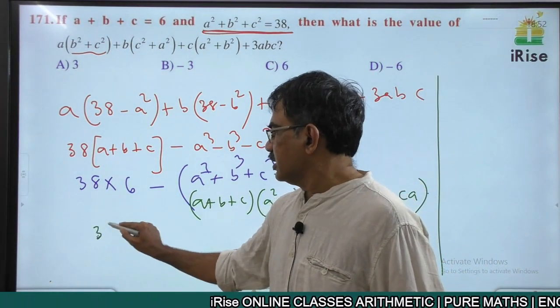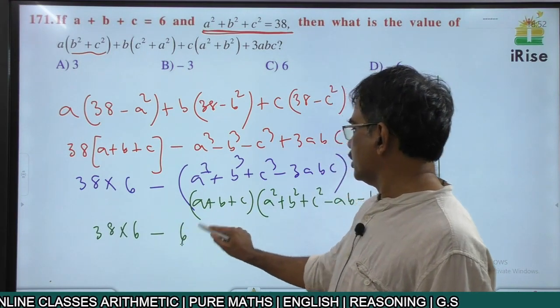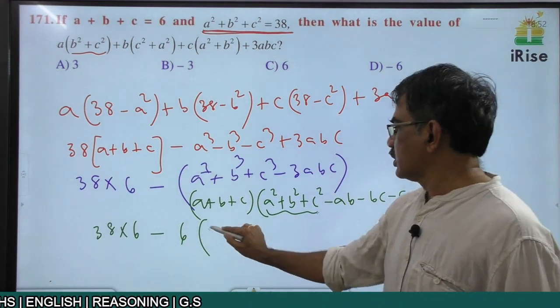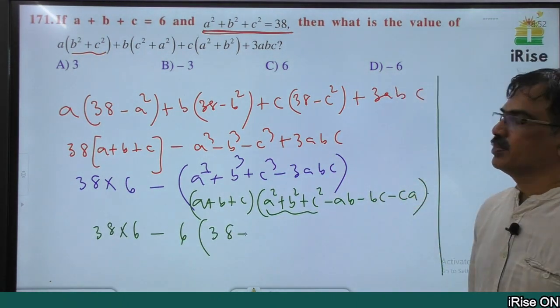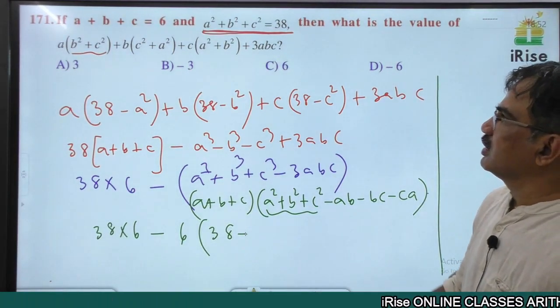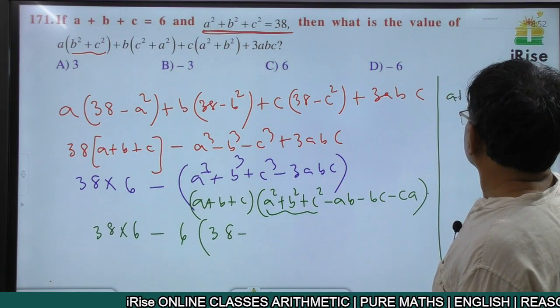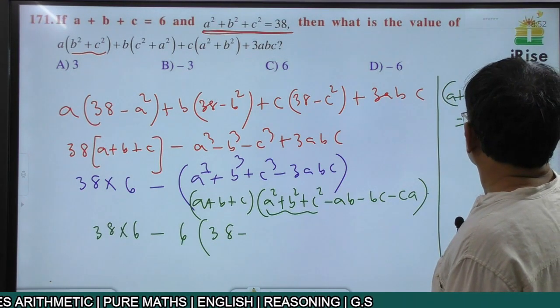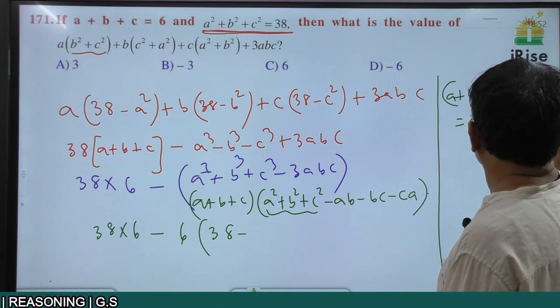Here this is 38 into 6 minus a plus b plus c, which is 6, into a square plus b square plus c square, already known, 38, minus of what is ab plus bc plus ca. For that I want to square this. a plus b plus c whole square is equal to a square plus b square plus c square plus 2 times ab plus bc plus ca.